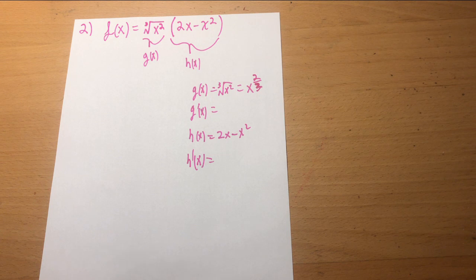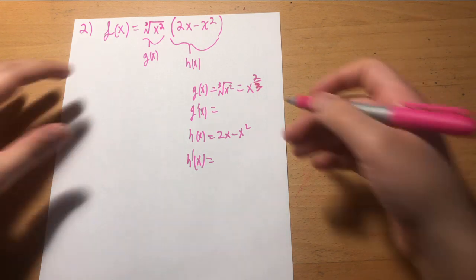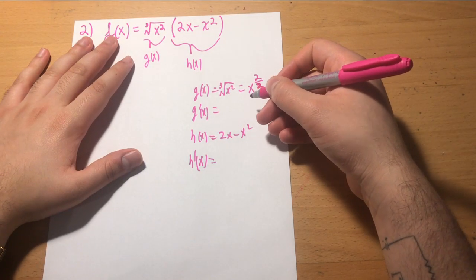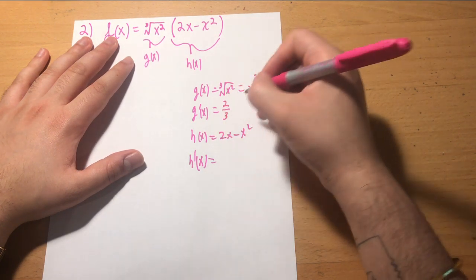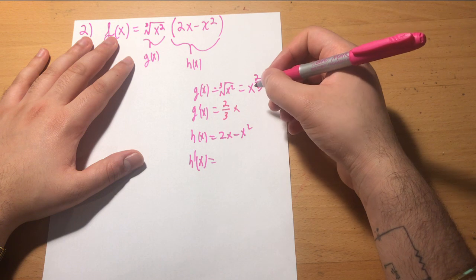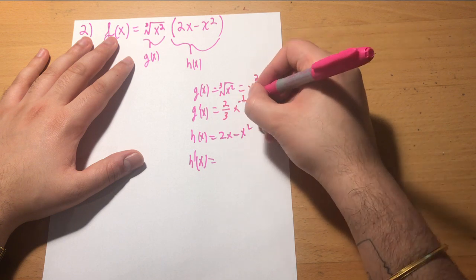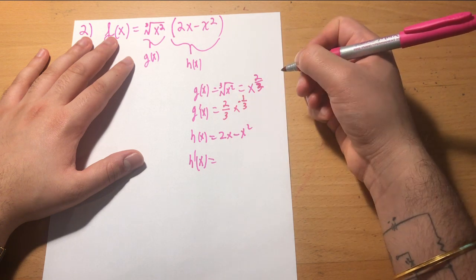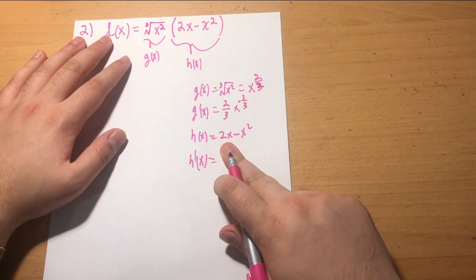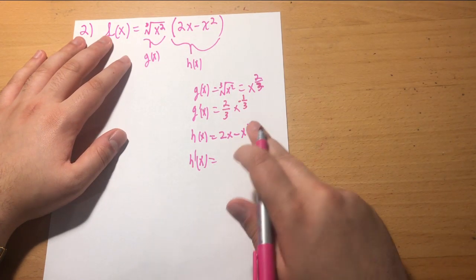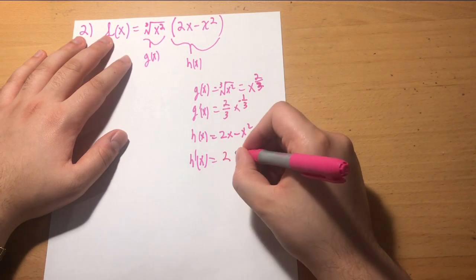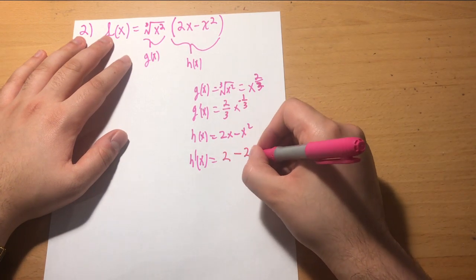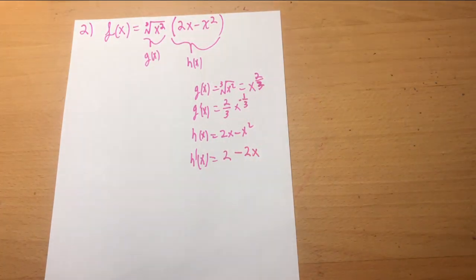So let's go about taking the derivative of each of these. Using the power rule, we find the derivative of g of x is actually 2 over 3 x raised to the negative 1 over 3. And then we find the derivative of 2x minus x squared is just 2 minus 2x. And easy, we have all the components we need to actually take the derivative.